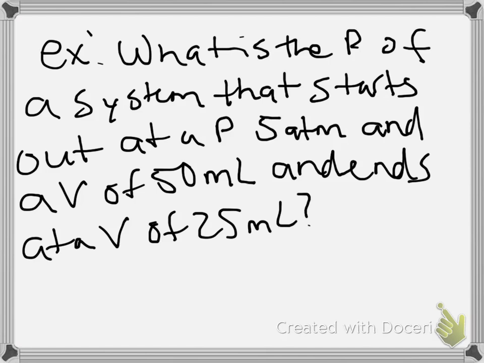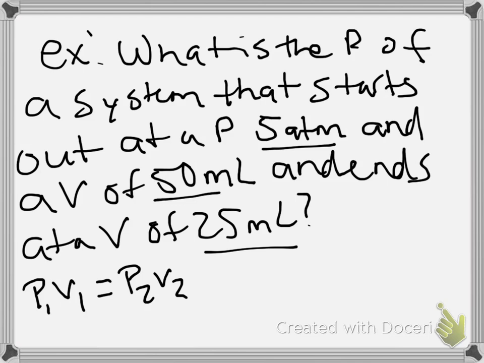So the hardest part about this is deciding what goes with what, which numbers go together. So you're going to write your formula just like we did with density. So P1 V1 equals P2 V2. And then we have to decide which ones go together. So the numbers that we have here are 5, 50, and 25. So 50 and 25 are both volumes. So we know one is V1 and one is V2. But which one does the 5 go with? Does it go with the 50 or the 25?